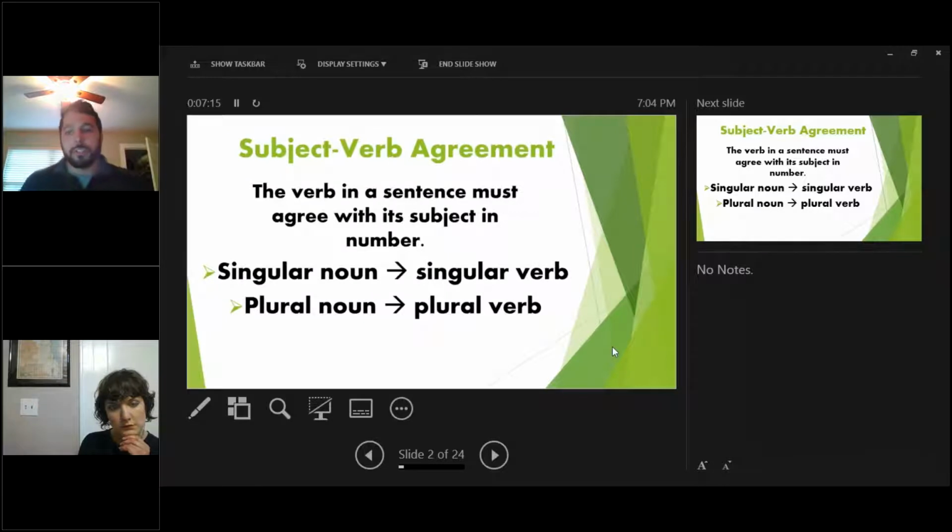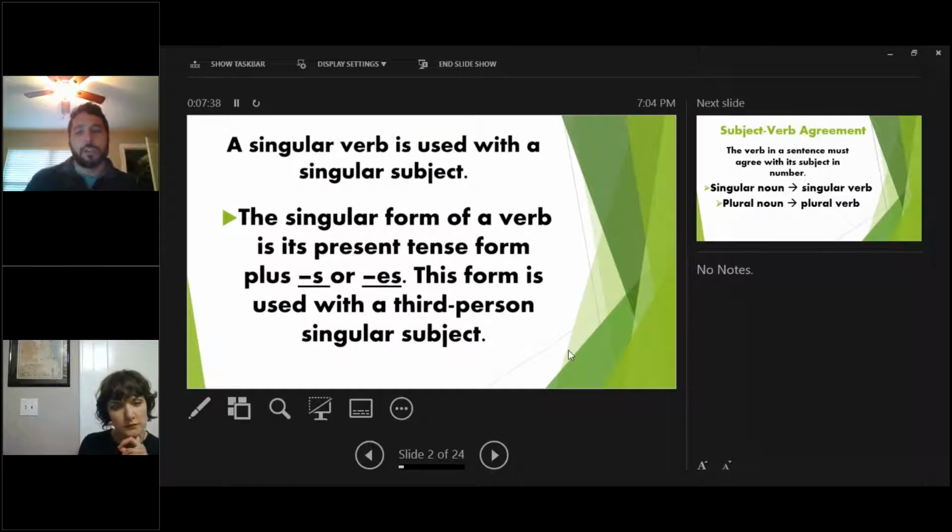So the verb in a sentence must agree with its subject in number. What that means is a singular noun that is the subject in a sentence needs to agree with a singular verb in that sentence. Likewise, a plural noun needs to agree with a plural verb. So let's talk about singulars first.